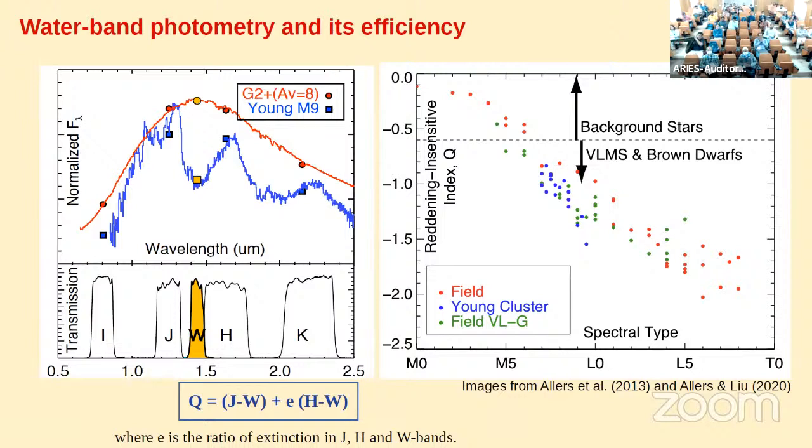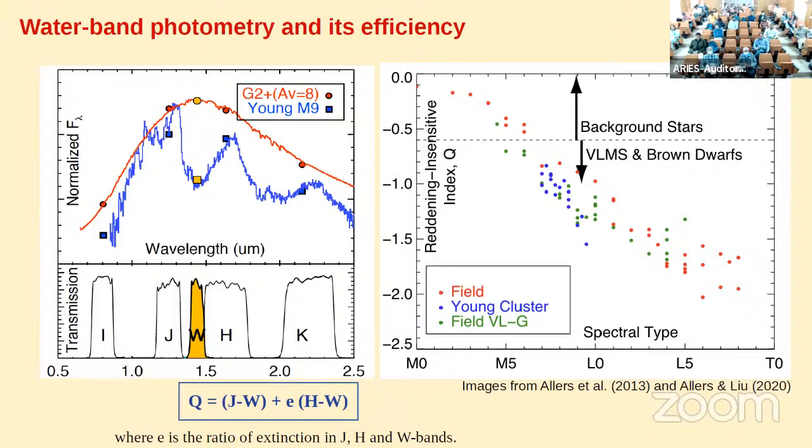This W band filter breaks this degeneracy between the two objects, that is the reddened background star, which does not have water absorption, and the young brown dwarf, which has deep water absorption feature in its spectrum. So by combining the waterband filter photometry along with the broadband JHK photometric data and using it in the relation given here, which is the Q index, we can identify these brown dwarf objects photometrically.